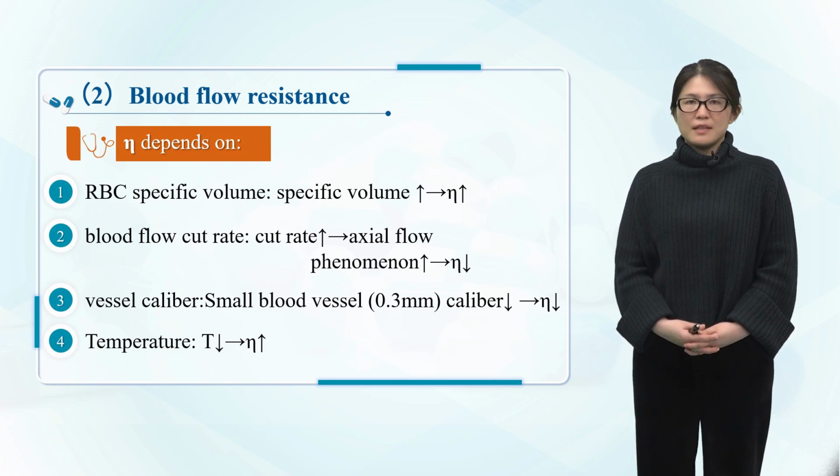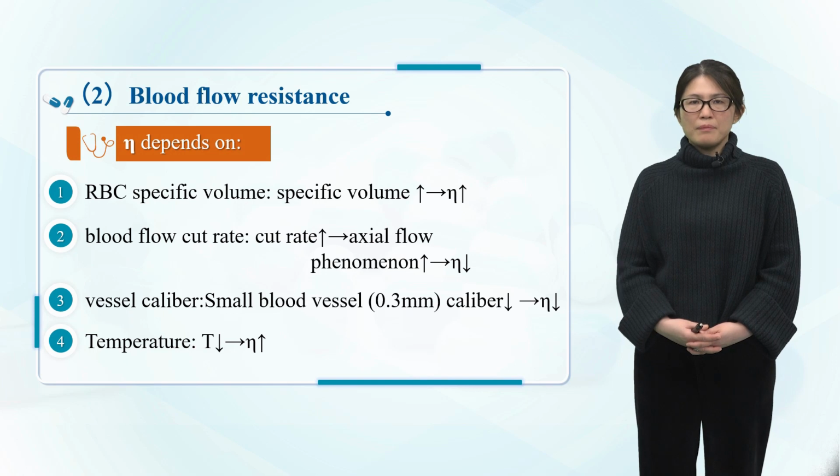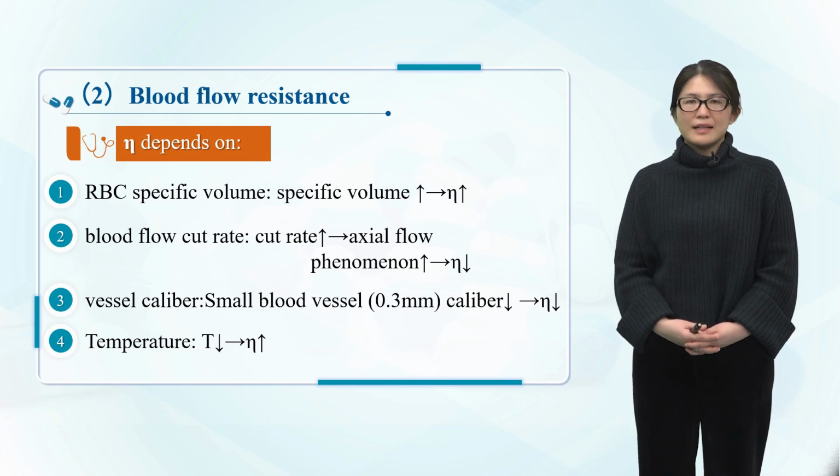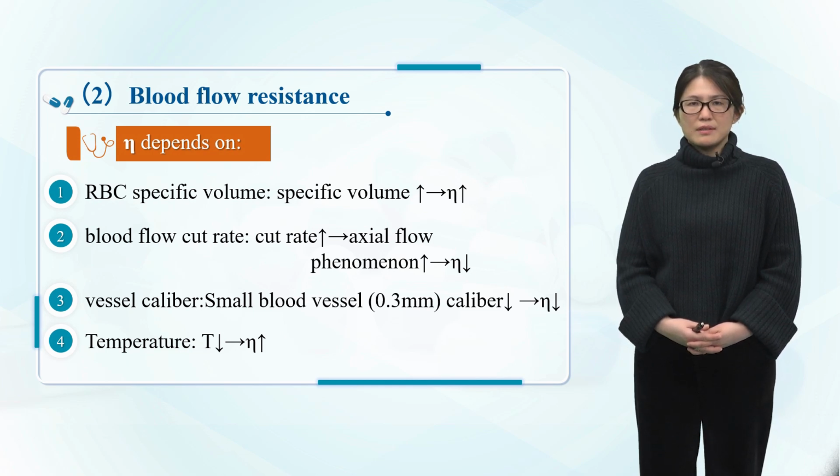When the diameter of the blood vessel is large, the effect on the viscosity of the blood is small, and when the diameter of the blood vessel is less than 0.2 to 0.3 millimeter, as long as the shear rate is high enough, the blood viscosity will decrease as the diameter of the blood vessel decreases. The viscosity of the blood can increase with the decrease of temperature.